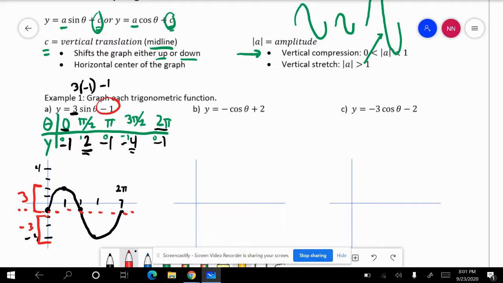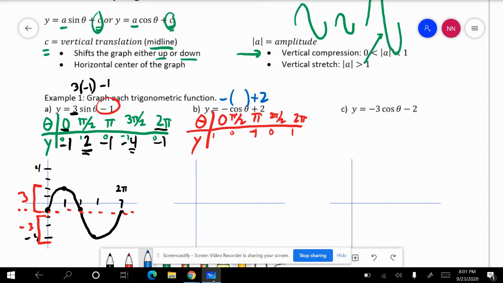Now, looking at letter B, we're going to do the same thing. We have our theta values, and we're going to find our y values. We're going to use our same 0, pi halves, pi, 3 pi over 2, and 2 pi. Now, remember the cosine values are 1, 0, -1, 0, and 1. We have those memorized, and we're going to be plugging those in. Remember, that's replacing the cosine of theta. When we plug in 0 into cosine, it becomes 1. So -1 plus 2 gives us 1.